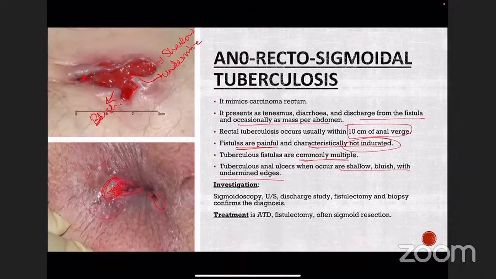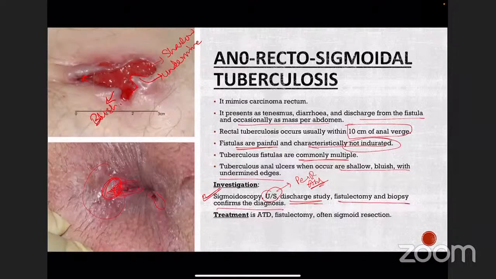So what investigation will we do? As we are suspecting rectal carcinoma, we have to do sigmoidoscopy in this patient. We can do USG, per rectal USG as well as abdominal USG. Both we can do. We have to send any discharge for study. Fistulectomy and biopsy confirm the diagnosis.